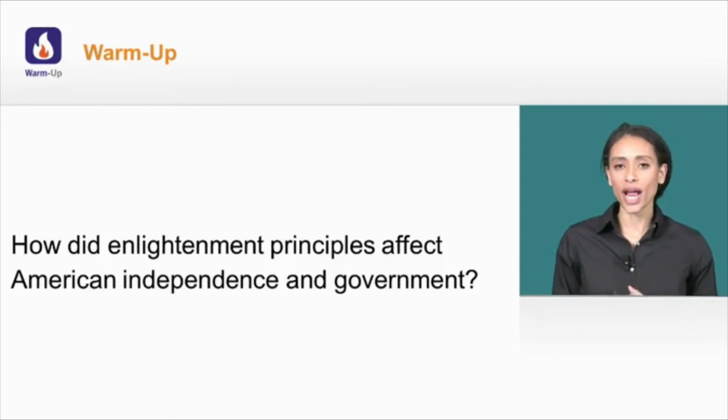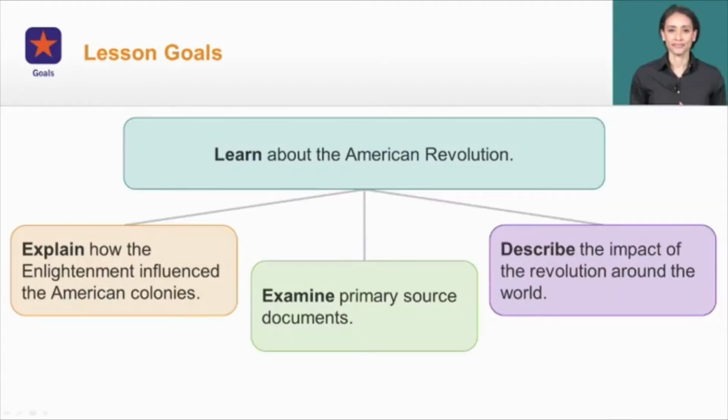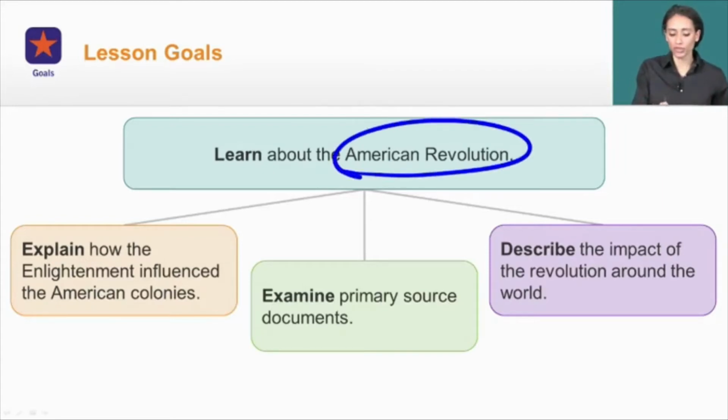In today's lesson, we're answering the question, how did Enlightenment principles affect American independence and government? And so we're going to have a chance to look at the factors that inspired the American colonists to revolt against the English monarchy that controlled them. So our big goal today is to learn about the American Revolution.